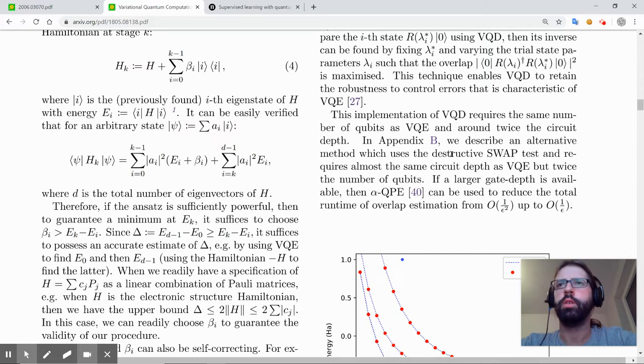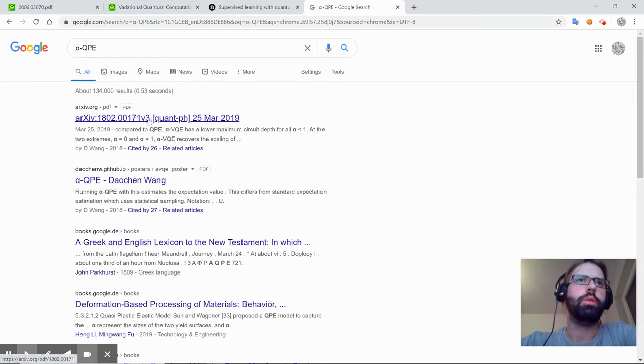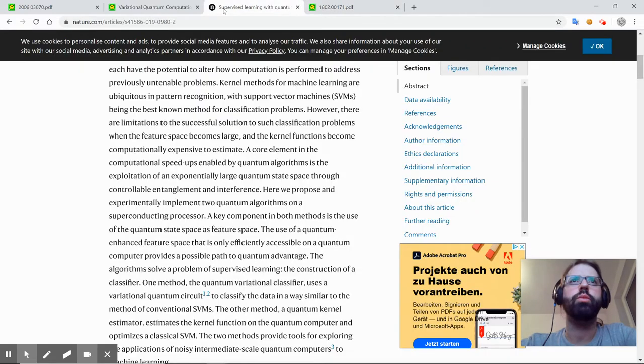VQD requires this. Okay, so the subtest requires double the amount of qubits. If a larger gate depth is available, then you can actually do phase estimation. It can be used to reduce the total runtime of overlap estimation. So you have different techniques in here to calculate these. So can you calculate alpha QP? What is alpha QP? Is this a thing actually?